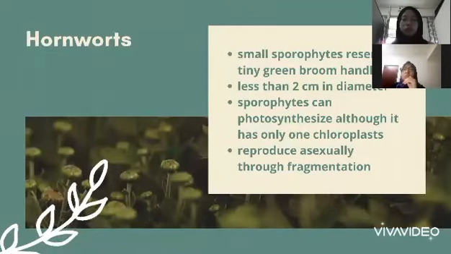Small sporophytes of a hornwort resemble tiny green broom handles rising from a thin gametophyte, usually less than 2 cm in diameter. A sporophyte can photosynthesize, although it has only one chloroplast per cell. A hornwort can bypass alternation of generations by reproducing asexually through fragmentation.